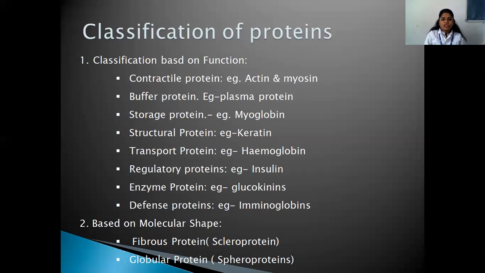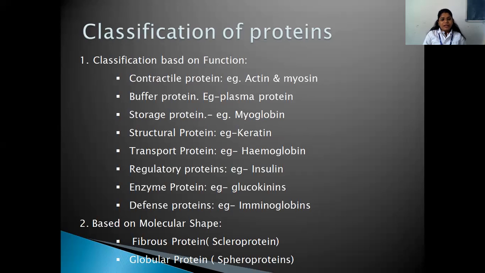Then next is the structural protein. Structural protein mainly works by giving a certain shape. It will give a certain protective layer or protective coating. The example is keratin. Keratin is generally present in hairs as well as nails. So the keratin present in the nails and hairs will give a protective coating, as well as being responsible for giving a particular shape to that part.